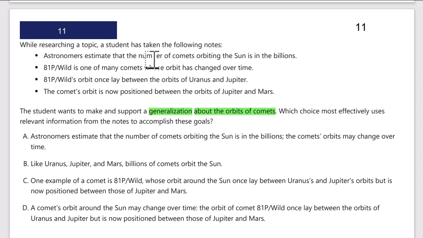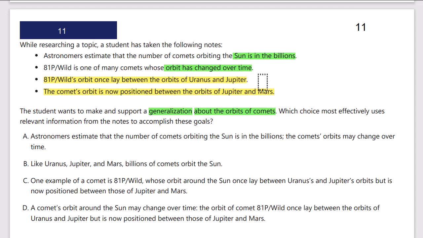Astronomers estimate the number of comets orbiting the sun is in the billions. 81P Wild is one of the many comets whose orbit has changed over time. 81P Wild's orbit once lay between the orbits of Uranus and Jupiter. The comet's orbit is now positioned between the orbits of Jupiter and Mars.